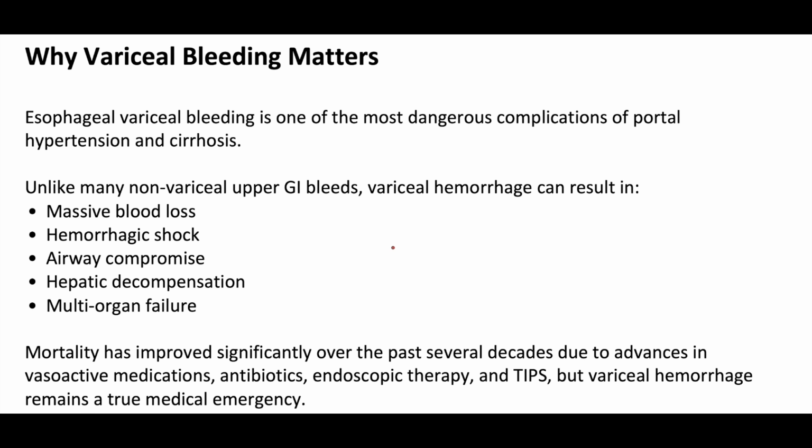Let's start with why variceal bleeding matters. Why are we even talking about it today? Well, esophageal variceal bleeding in general is one of the most dangerous complications of portal hypertension and cirrhosis. So in cirrhosis, we can develop portal hypertension. That is because the liver gets cirrhotic, it gets fibrosed. So the blood trying to travel into the liver has more trouble traveling through that fibrotic liver, which increases the intravascular pressures. That's portal hypertension, hypertension in the portal vascular system. And that can lead to a couple of dangerous sequelae, one of the biggest ones being esophageal varices.